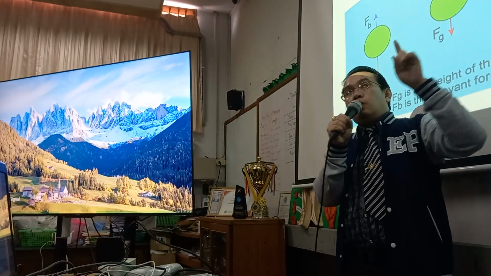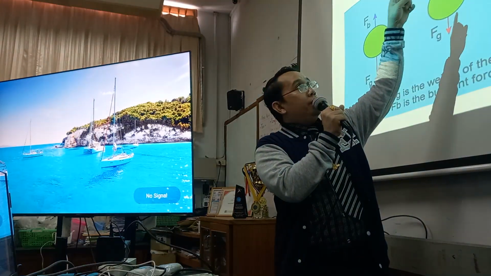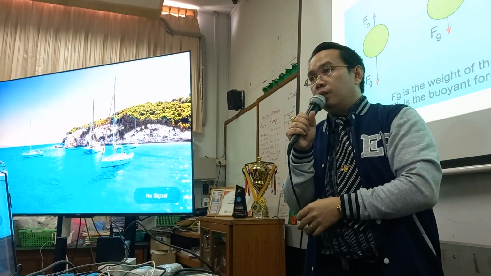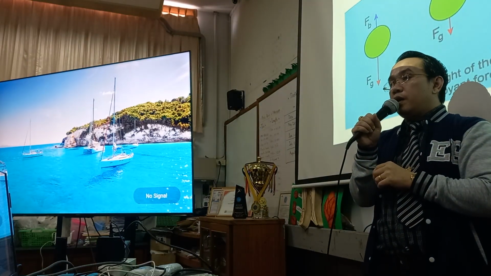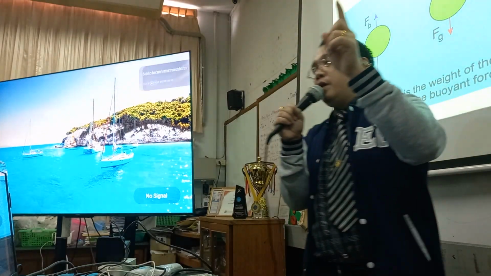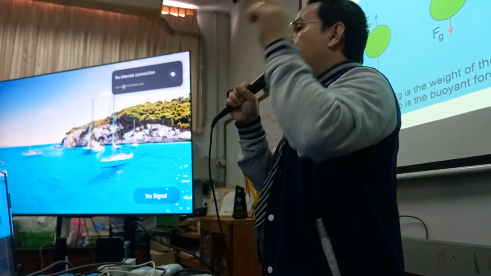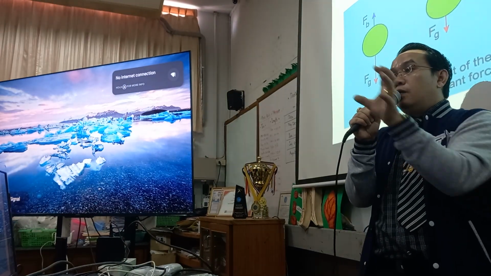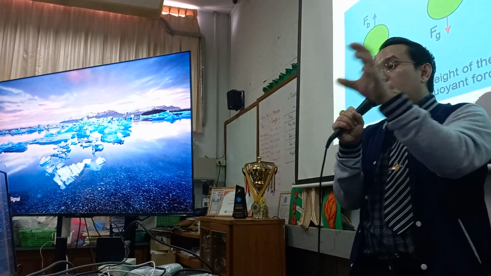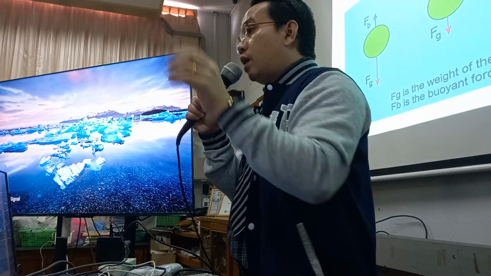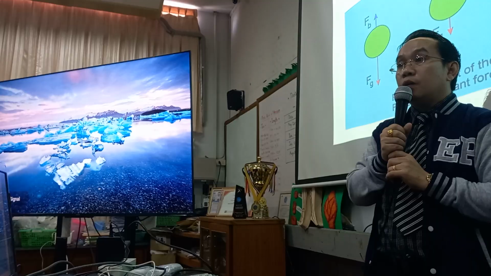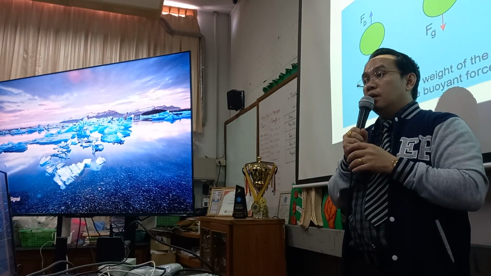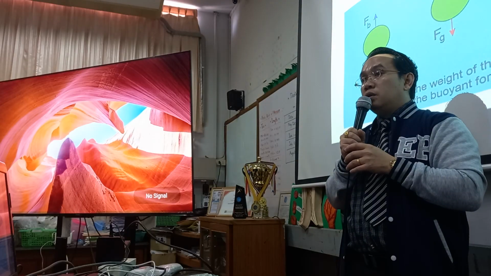Next, we'll move to neutral buoyancy. So what does that mean? When we talk about neutral buoyancy, it means that the buoyant force is equal to the gravitational force or the weight of an object. So it's the same. What will happen to the object if it's neutrally buoyant? What do you think will happen? Will it float? Will it sink? What do you think?